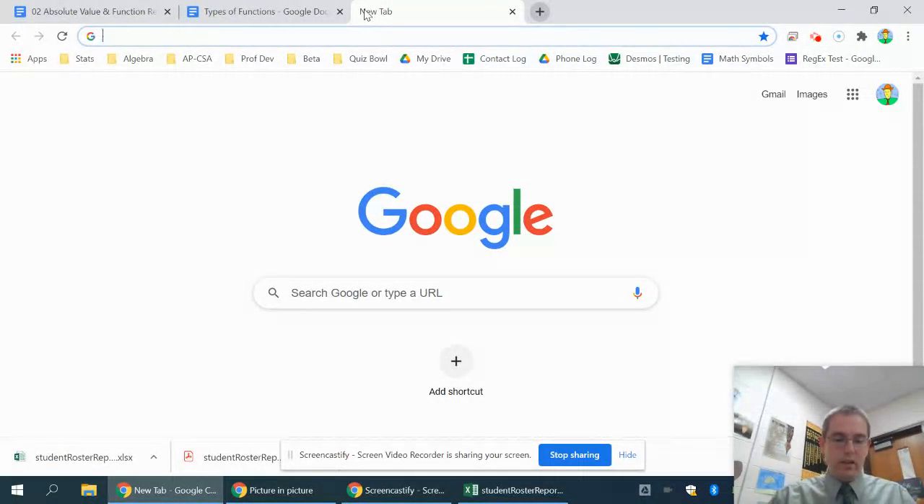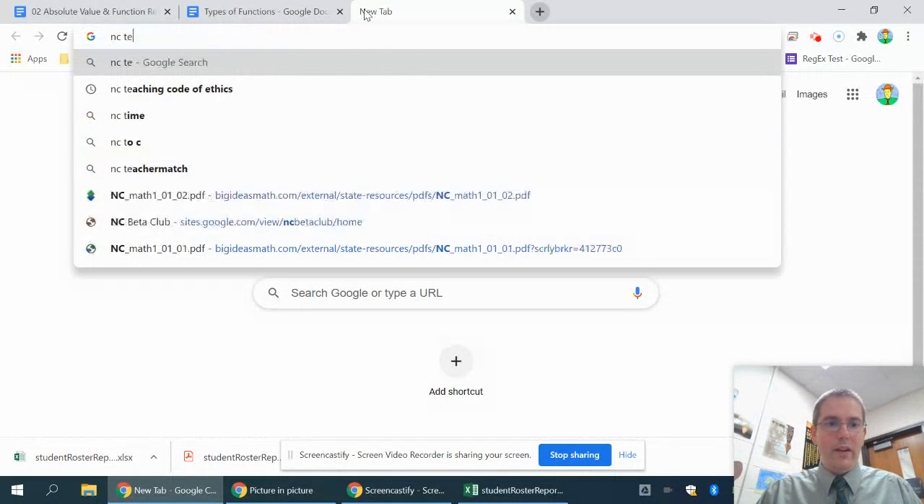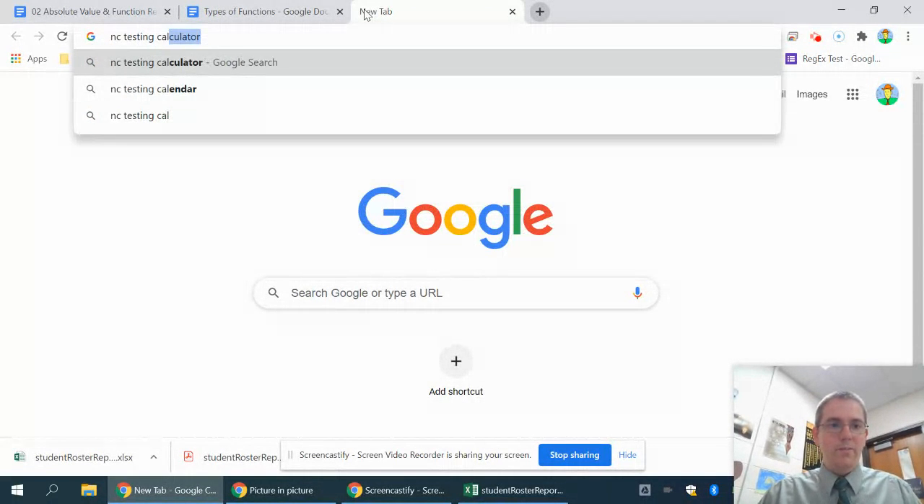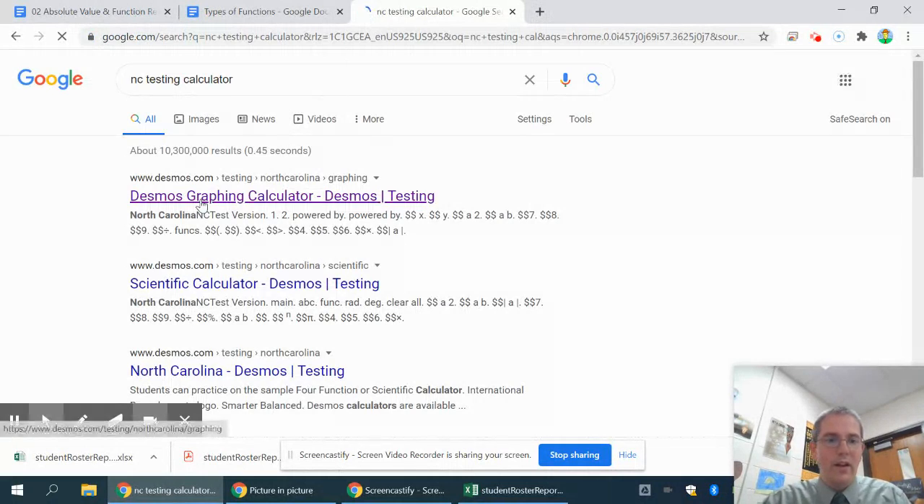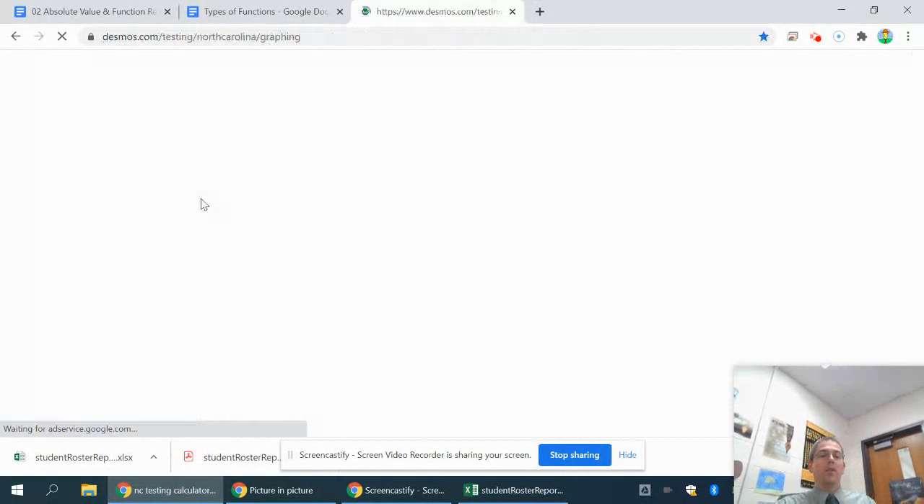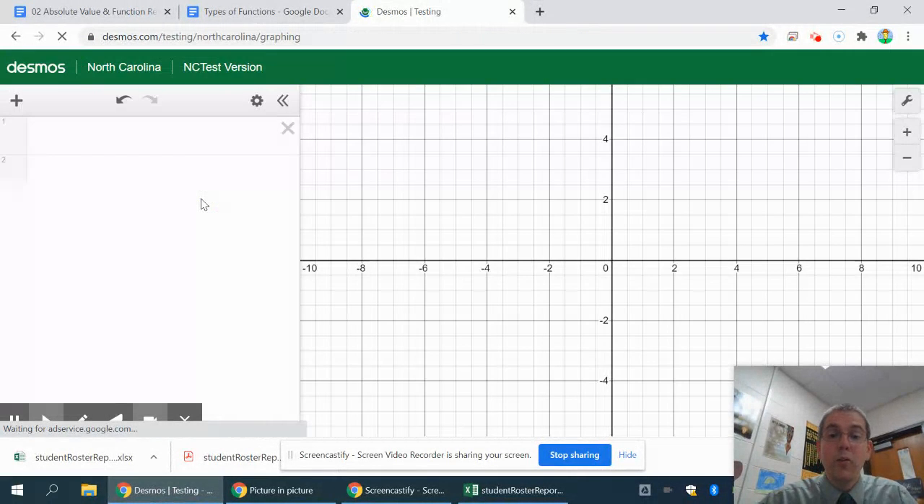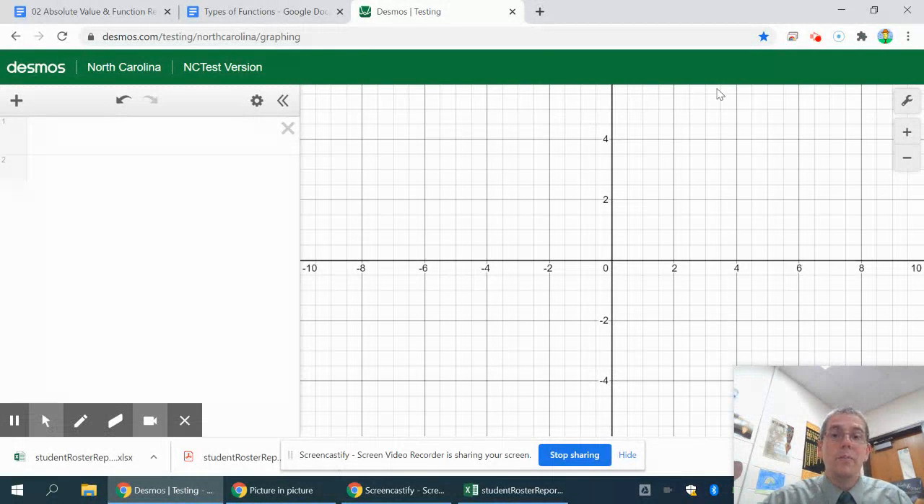First, I'm going to show you how to get to Desmos. The way to get to Desmos is to search for NC testing calculator. If you Google NC testing calculator, the very first thing that comes up is the testing version of Desmos. You might have an app for Desmos, but if you're using a Chromebook or computer, I want you to get used to using the testing version, because this is the version that matches what is on your exam.